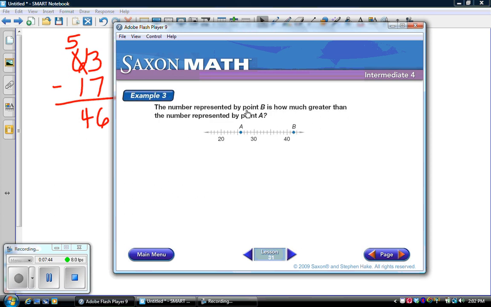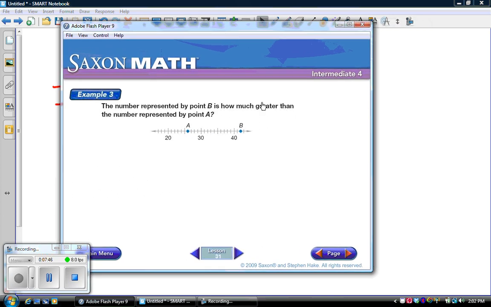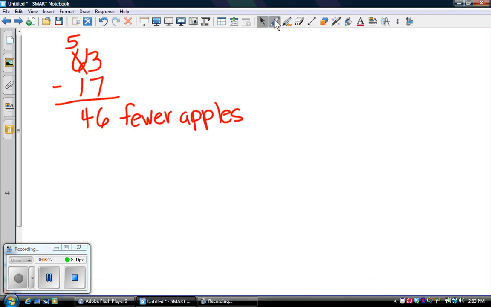The number represented by point B is how much greater than the number represented by point A? So I have to do some figuring out. Let's see, do our tick marks stand for 1? Yes, they do. So point A stands for 26. What would point B stand for? 42. So 42 is larger. Going to do 42 minus 26.